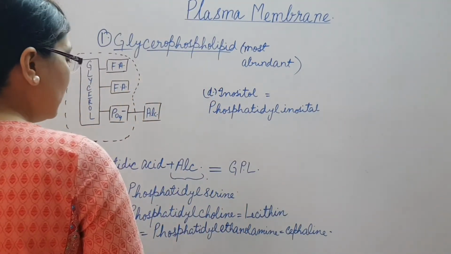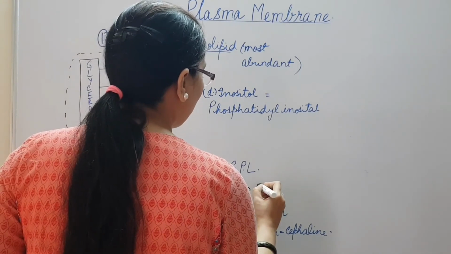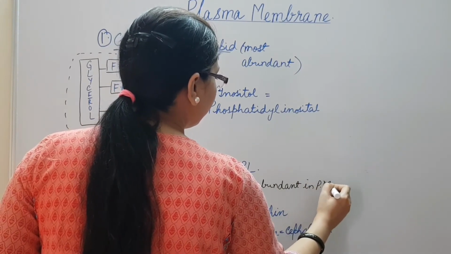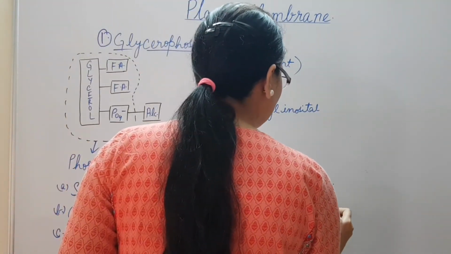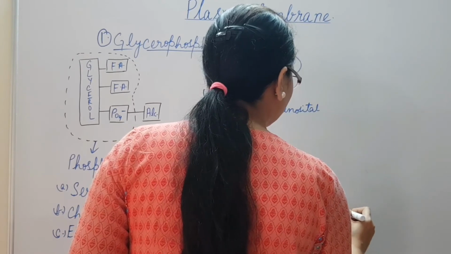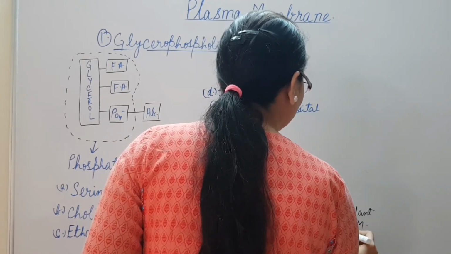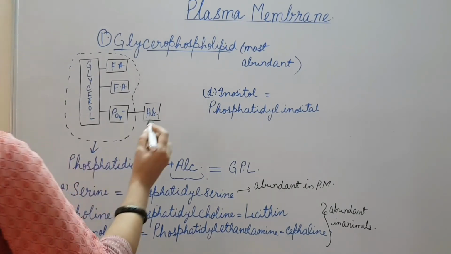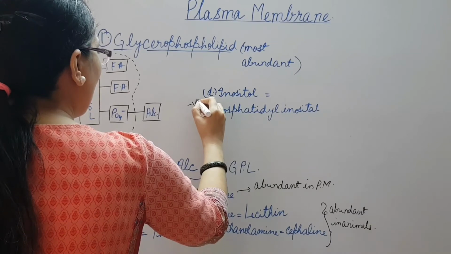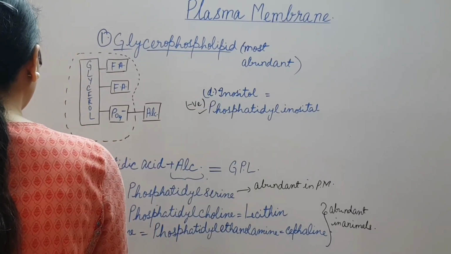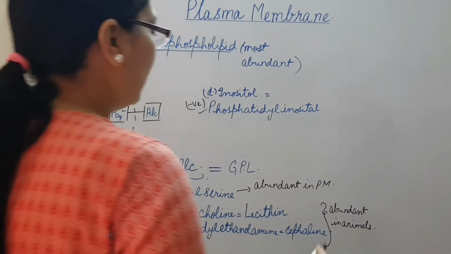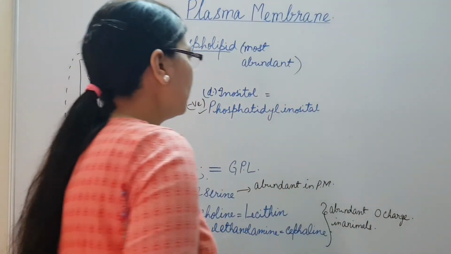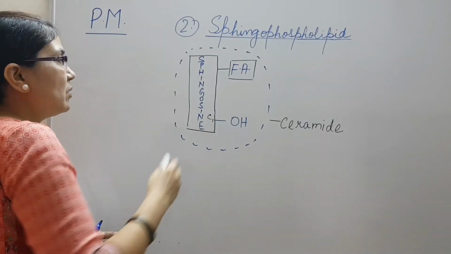This phosphatidylserine is most abundant in plasma membrane. Lecithin and cephalin are abundant in the plasma membrane of animals. Phosphatidylserine and phosphatidylinositol are negatively charged. Phosphatidylcholine and phosphatidylethanolamine have zero charge. So the charge varies. The second phospholipid that is present in plasma membrane is sphingophospholipid.